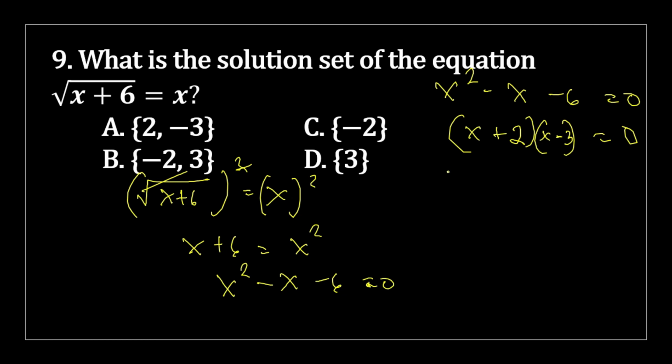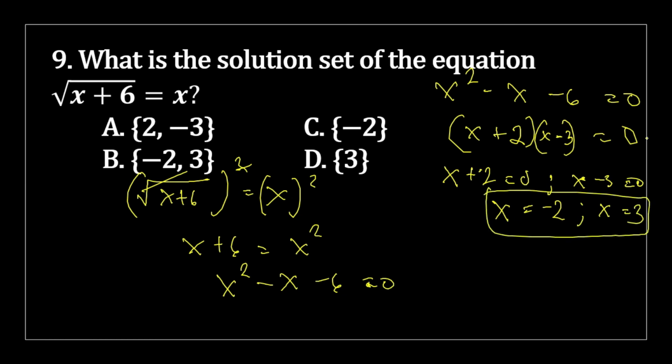And now let's equate this to 0. x plus 2 equals 0 and x minus 3 equals 0. The values of our x is equal to negative 2 and x is equal to 3. Negative 2 and 3. Now, this is not done yet because we first need to check if this will satisfy our solution.